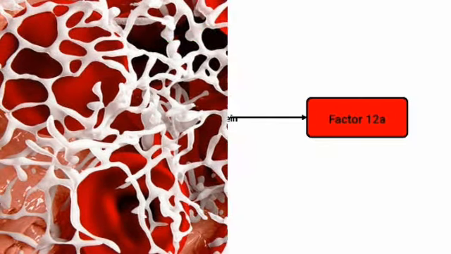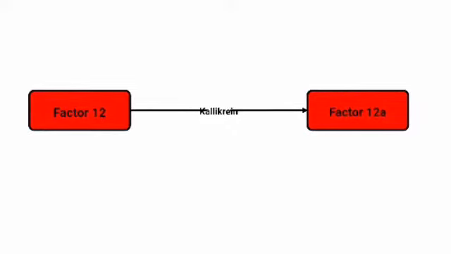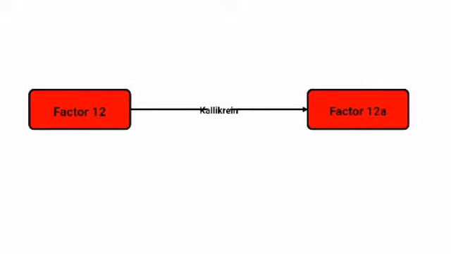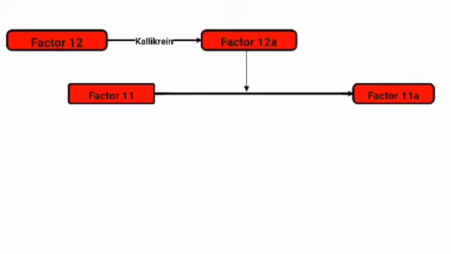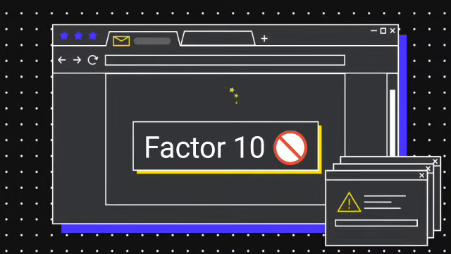So let's leave it. Next comes factor 12. We have kallikrein that is present in the blood, which converts factor 12 to factor 12A, that is active factor 12. Activated factor 12 in turn converts factor 11 to factor 11A. Next, it had to be factor 10 after factor 11, but factor 10 acts as a connecting link between the intrinsic, extrinsic and the common pathways.